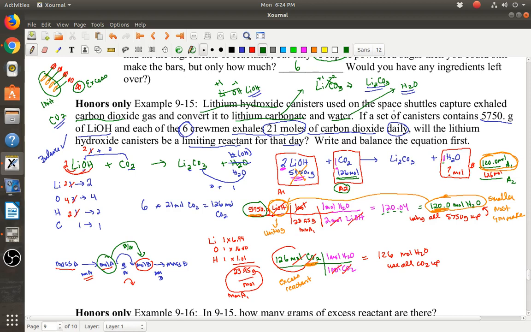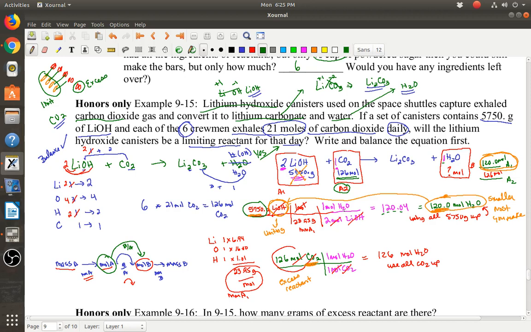So if a set of canisters contains this amount and 6 crew members exhale 21 moles, will the lithium hydroxide canisters limit the reactant for the day? Yes. Yes, it will. Because it's the limiting reactant. Write and balance the equation first. Okay, now that's the first one, so make sure you get all that in there, because we have to use this data in the second question.